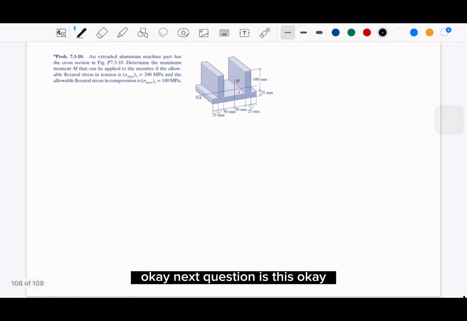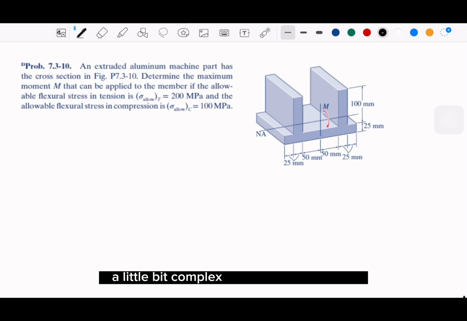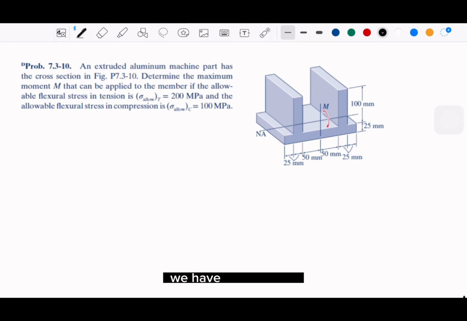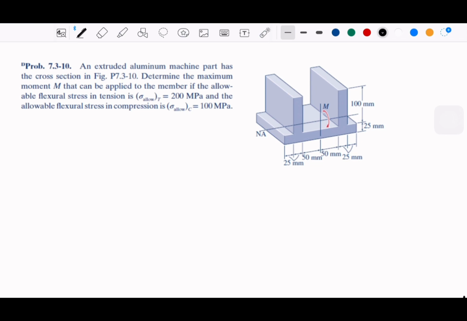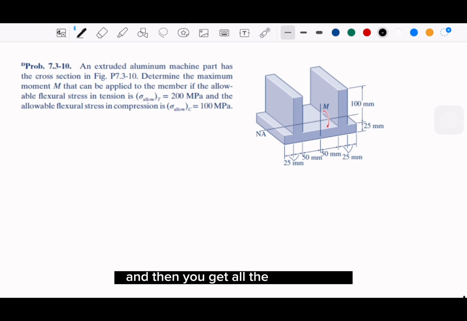Okay, the next question is this. This is a little bit complex because of the shape. If you look at this shape, we do not have the usual T, we have a double T now. So it's a beam with a double T here, which means we are going to observe three shapes, below, and then this shape here, and then you get all the information. The picture already gives you the neutral axis around here, and this is the moment that is applied.